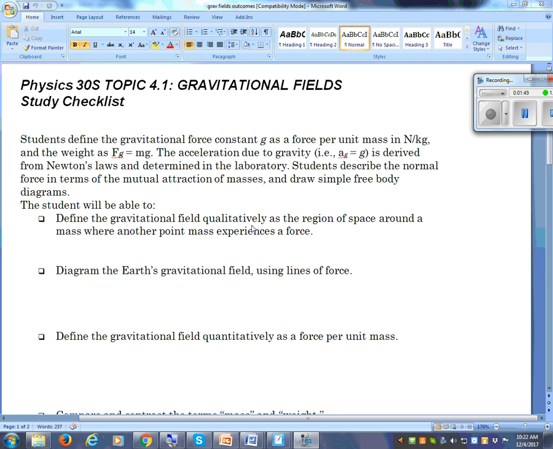You guys know the difference between qualitative and quantitative? Quantitative has numbers. I'll give you an example. The weather today, the temperature is -3. If I said the weather today is okay, it's not bad, it's nice, that's a qualitative description. Okay, so you're going to define the gravitational field qualitatively, without numbers, as the region of space around a mass where another point mass experiences force.